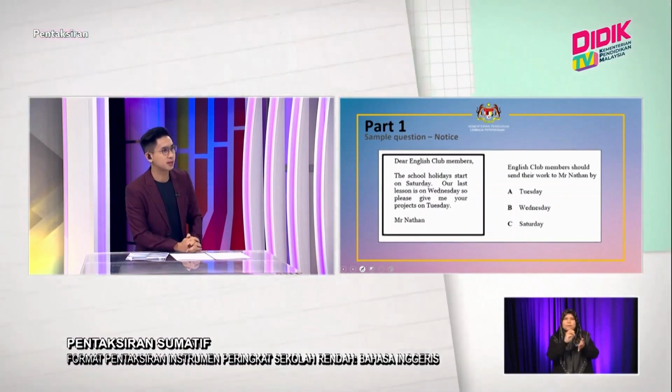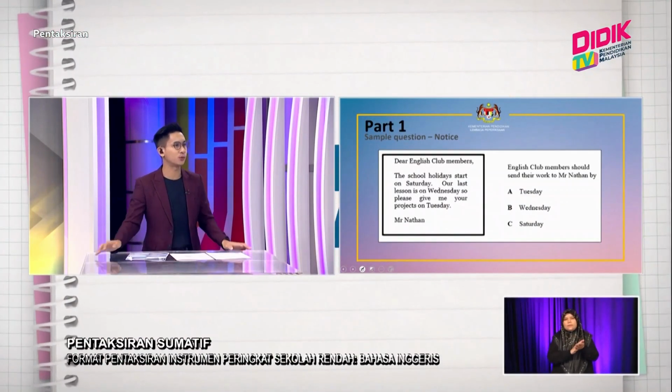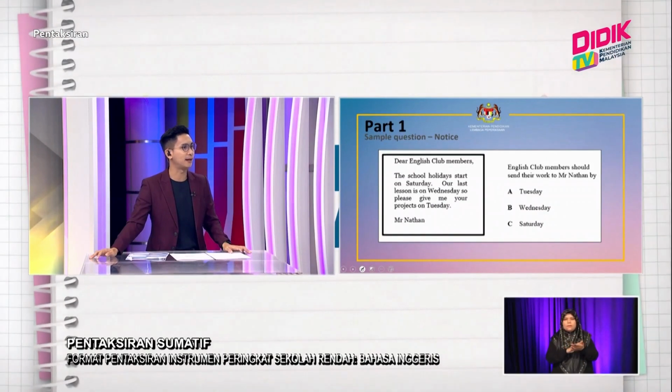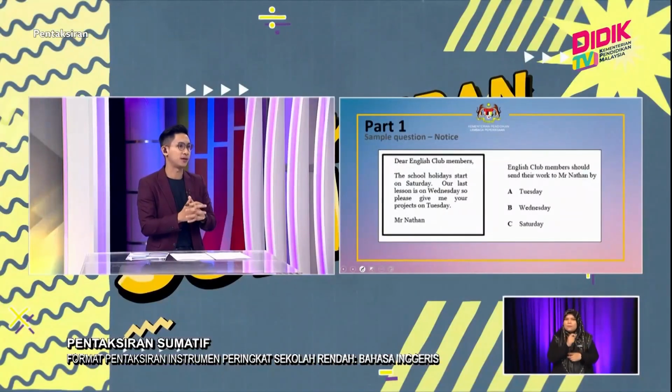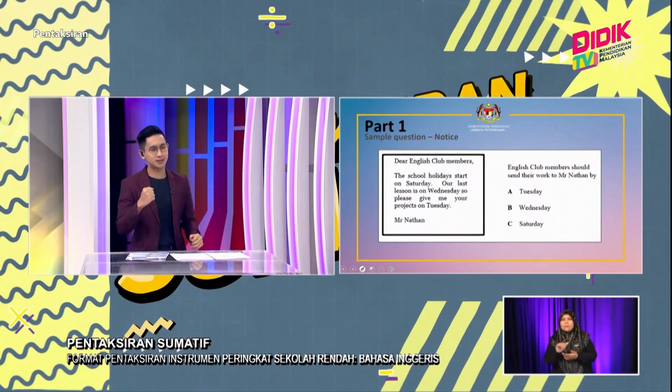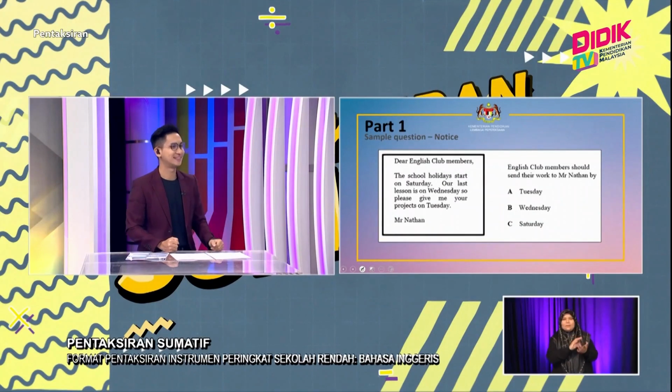So the question is, English Club members should send their work to Mr. Nathan by... A, Tuesday, B, Wednesday, C, Saturday. Let's try it. Based on what I understand, the answer should be A, Tuesday. You're right, Tuesday. Correct? One point for you. Thank you. So that is for part 1.